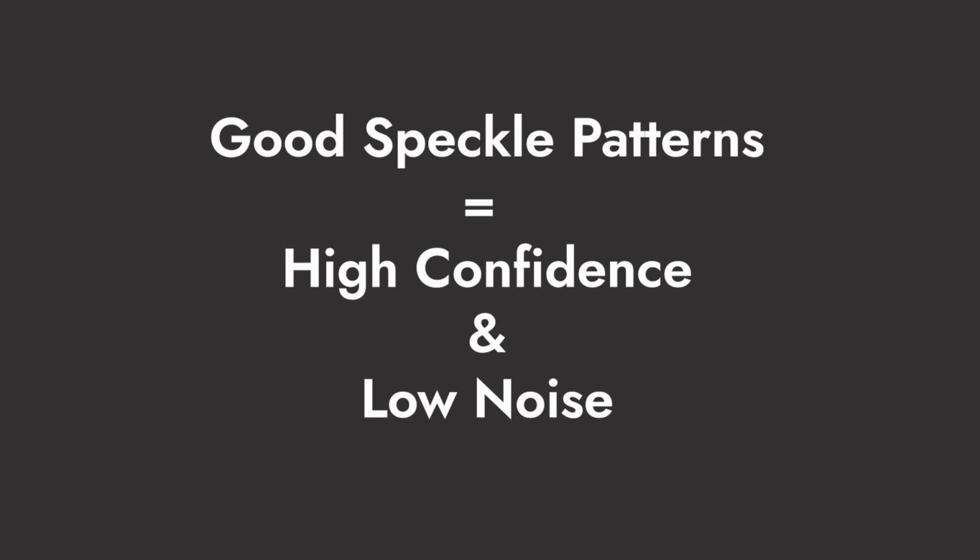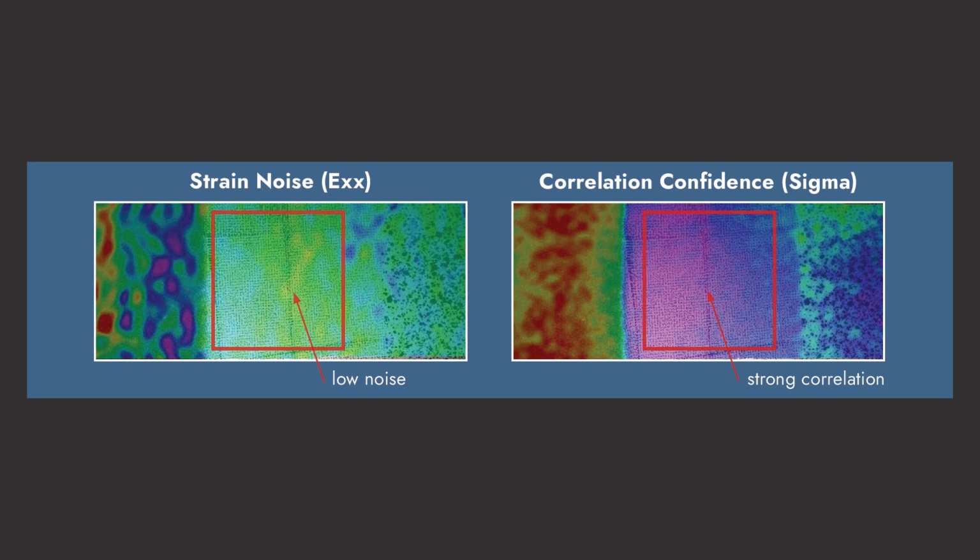A good pattern will allow the correlation to be made with high confidence and produce low noise. In this example, we see stray noise and the correlation confidence sigma for a tensile specimen with different speckle patterns. The middle region illustrates the optimal pattern for this particular test, while the left and right regions are less adequate.